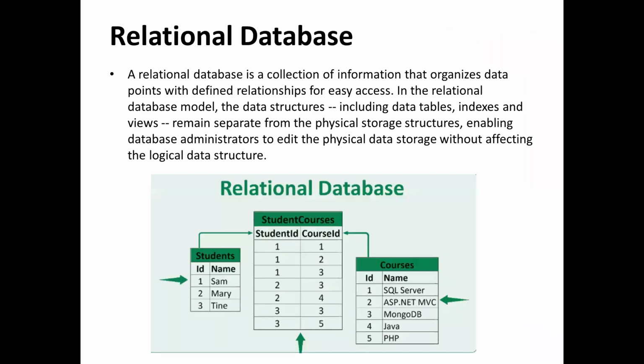So normally SQL is a relational database, right? It's a collection of information which we store in the form of tables, indexes, views, and we establish relationships between them. So that's why it's called a relational database. Basically, it organizes the data and defines a relationship for each access, with data structures that include tables, indexes, views, and so on.